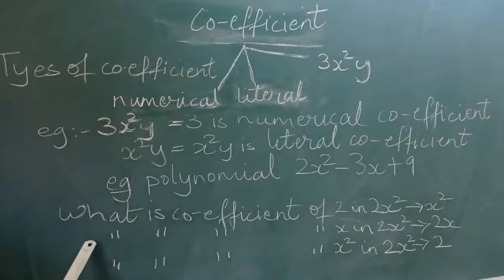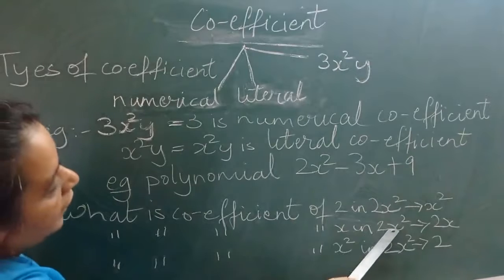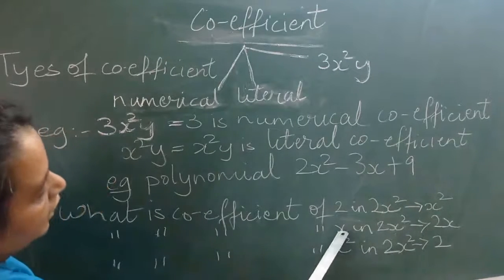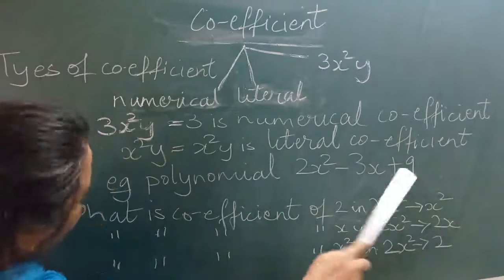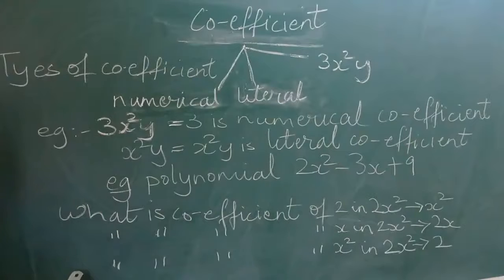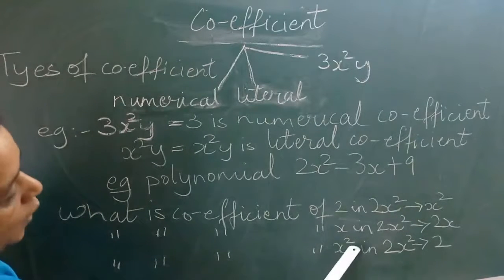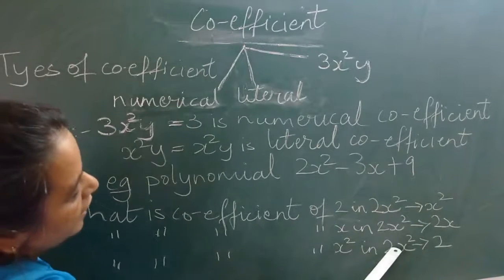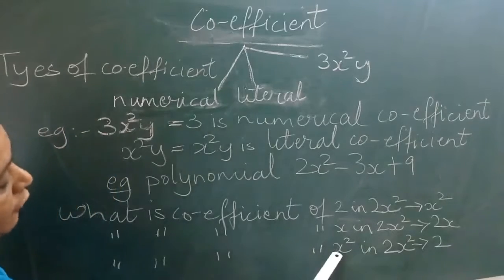Now let's see the next one. What is the coefficient of x in 2x square? That is 2x, because when we remove x from 2x square, 2x remains. Now next let us see what is the coefficient of x square in 2x square. We have removed x square, so what is remaining, children? 2. So 2 is the coefficient of x square.